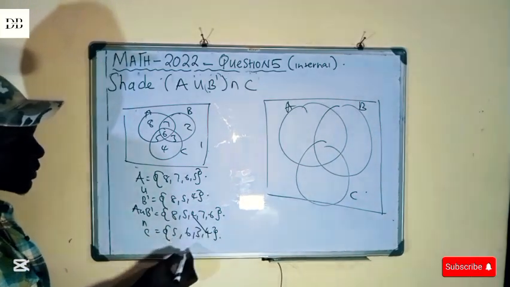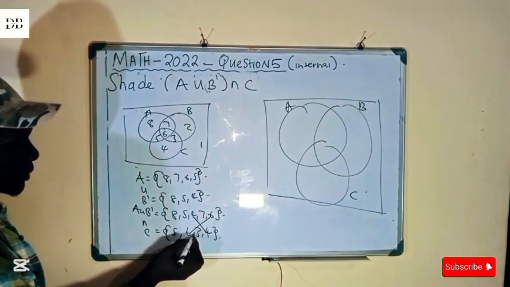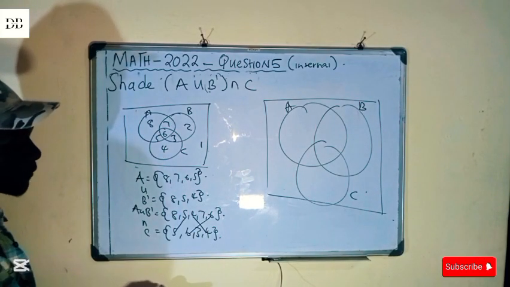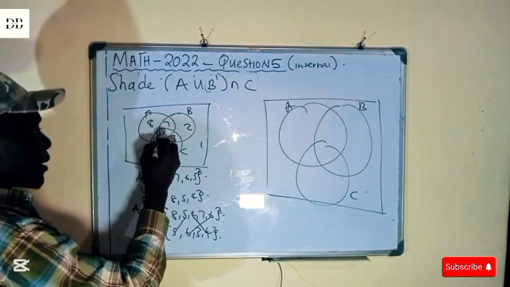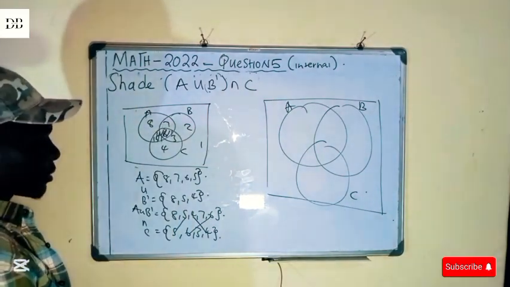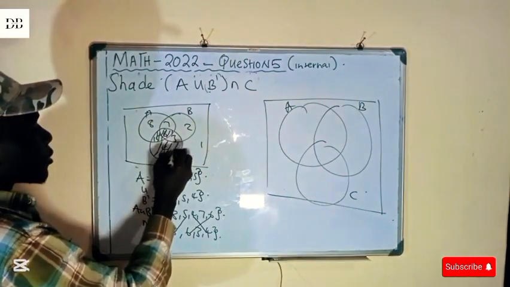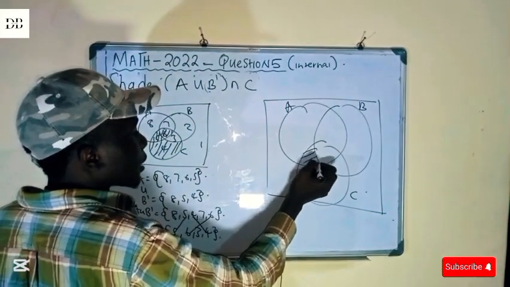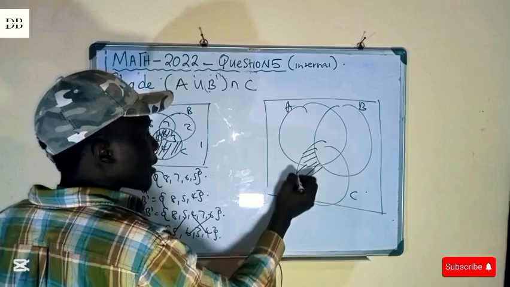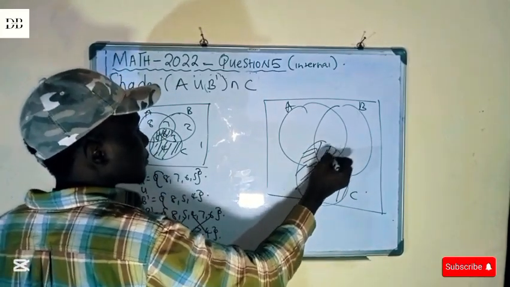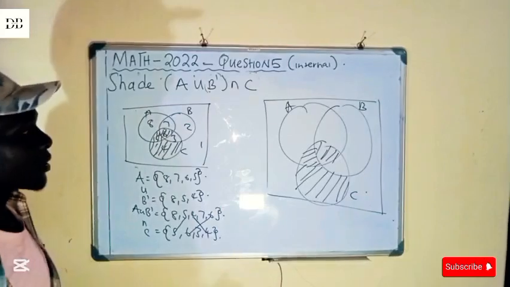So we have that, we also have 5. So it means we are shading where there is 5, where there is 6, and where there is 4. So this is our final answer. So on our answer booklet, we shade there, and there. That is all for this question.